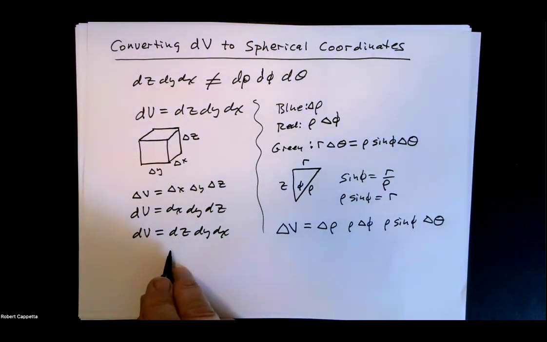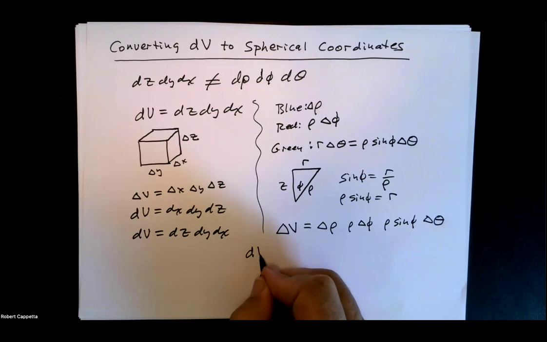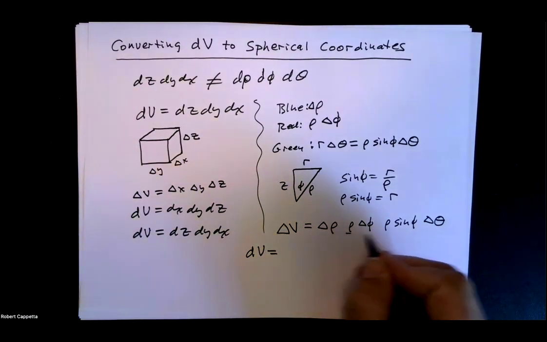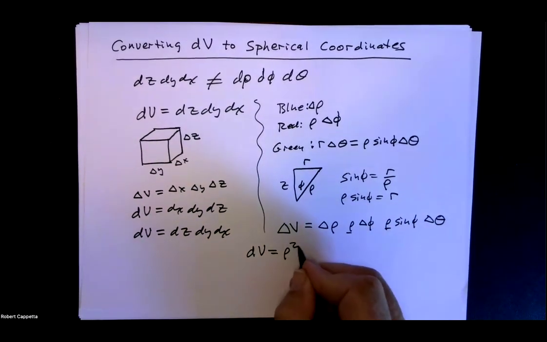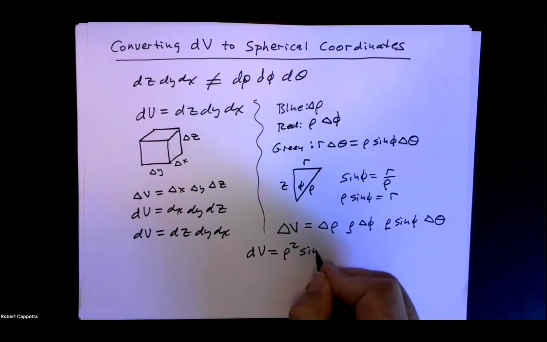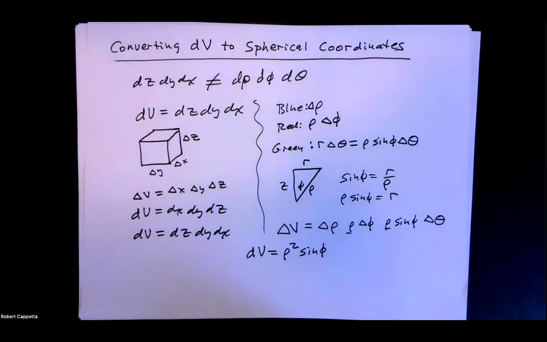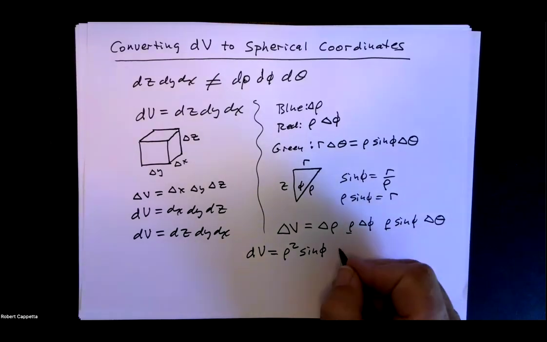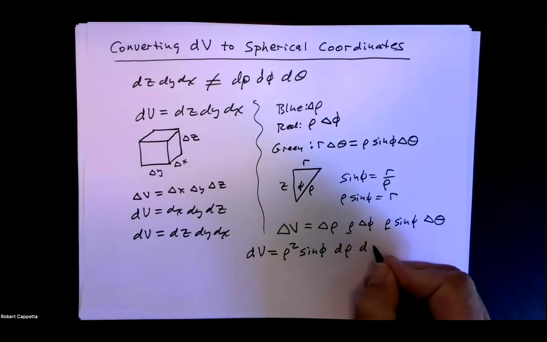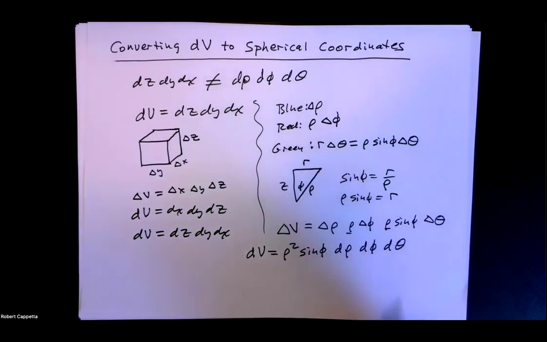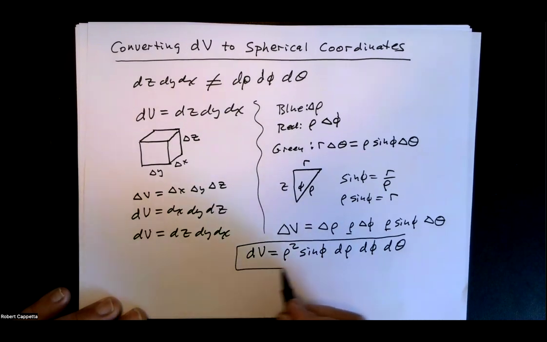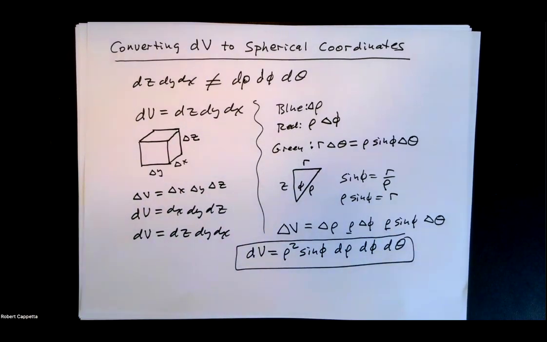And this will lead us to our dV that we need. What will dV be in the world of spherical coordinates? Notice rho squared times sine of phi, rho squared sine phi, and then what order do we typically go in? I think most of the time it goes d rho, d phi, d theta, although there's not a standard. But that's what we'll stick with. That will be our conversion to work in spherical coordinates.